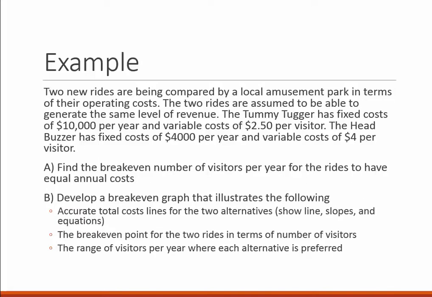And B, develop a break-even graph that illustrates the following. Accurate total cost lines for the two alternatives. You're going to show lines, slopes, and equations. The break-even point for the two rides in terms of number of visitors, and the range of visitors per year where each alternative is preferred.